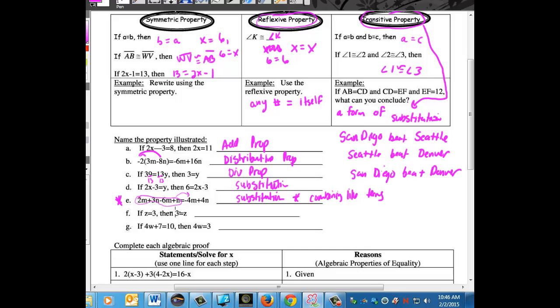If d is equal to 3 and 3 is equal to z, this looks like the symmetric property. And how do we go from 4w plus 7 is equal to 10 to this? We minus 7 on each side, minus 7, minus 7. So that's the subtraction property.